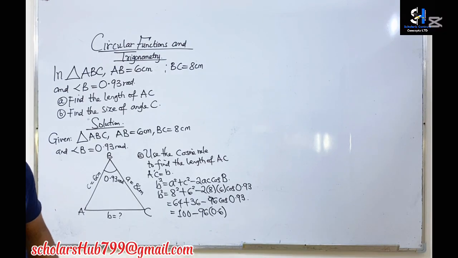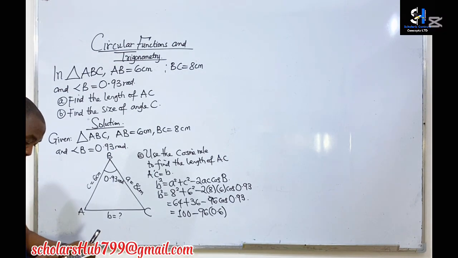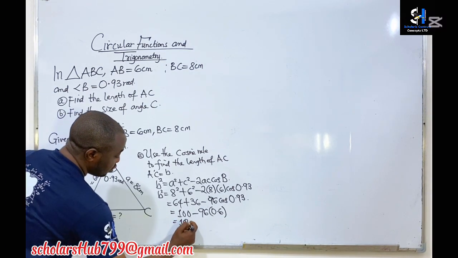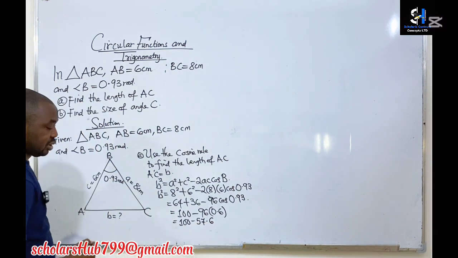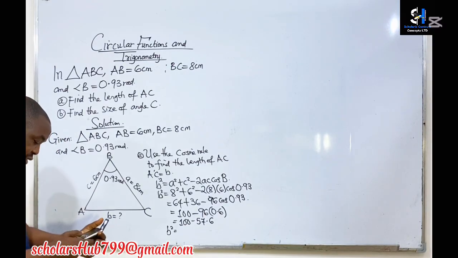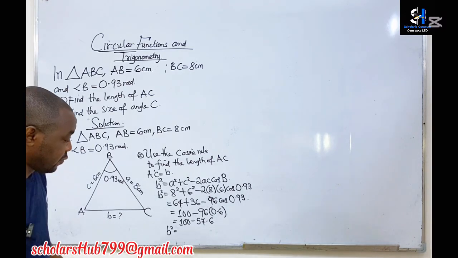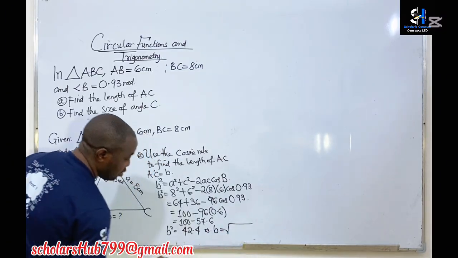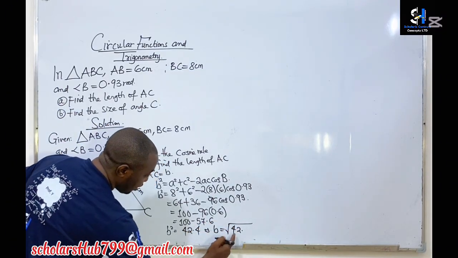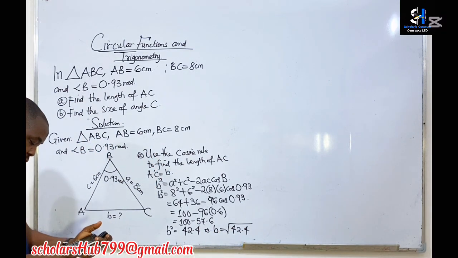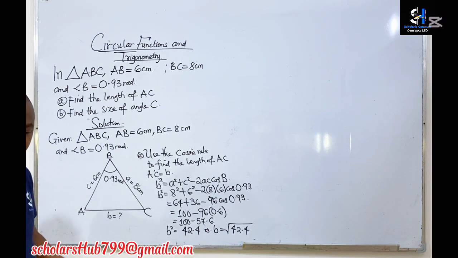Let's get the value of 96 times 0.6, and that will be 57.6. So this will be 100 minus 57.6, so b squared will be equal to 100 minus 57.6, which is 42.4. Then the value of b will be the square root of 42.4. The square root of 42.4 is 6.5.